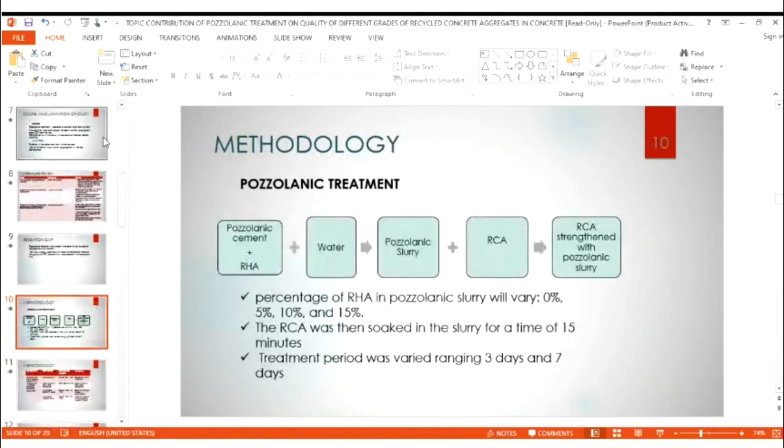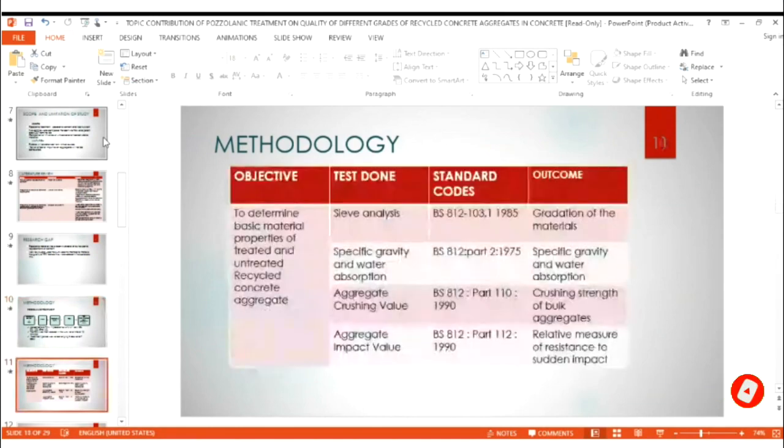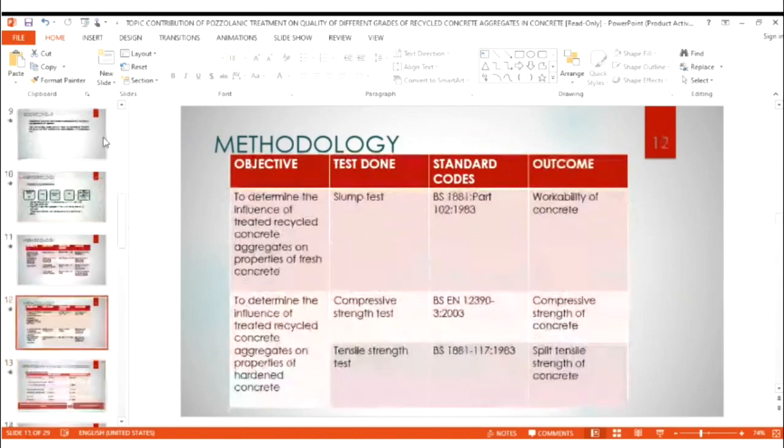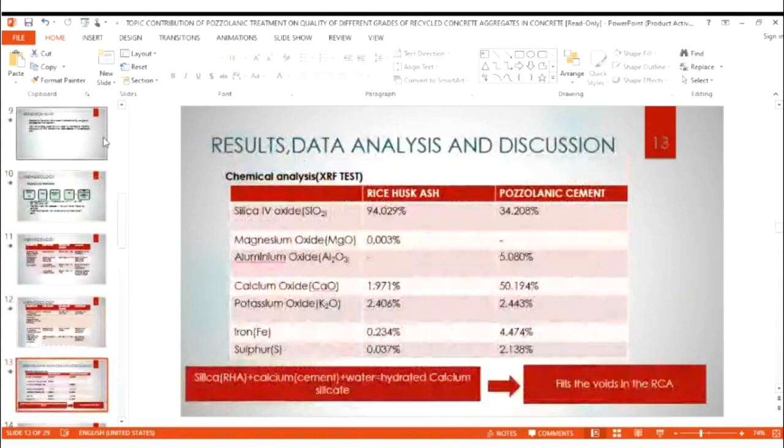Methodology, we first did the pozzolanic treatment, which involved mixing pozzolanic cement and RHA in the presence of water to make the pozzolanic slurry that was used for treatment. The RCA was soaked in the slurry for 15 minutes, and the treatment period varied from 3 days to 7 days, with the RHA percentages varying from 0 to 15%. These are the methods that we used for objectives 1, 2, and 3.